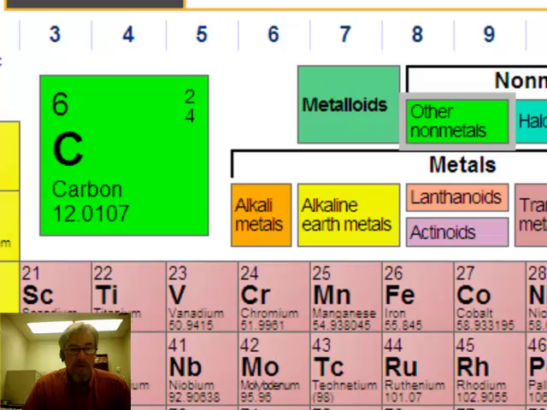We can see that carbon is 12.0107. That's the atomic weight, which means that's the mass of the average carbon atom. But it's also what we call the molar mass, the mass of 1 mole of carbon in grams. I use 12.011. They just have a few more sig figs.